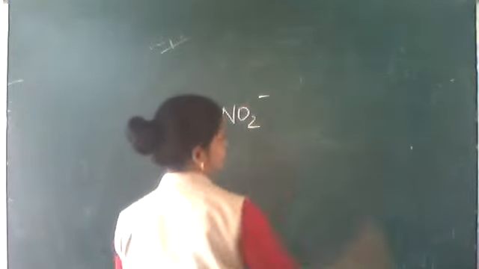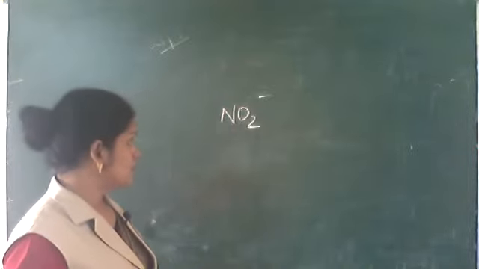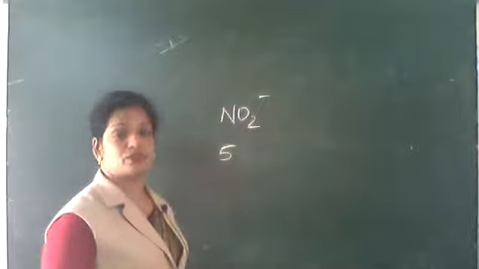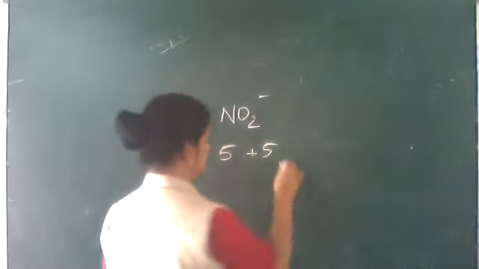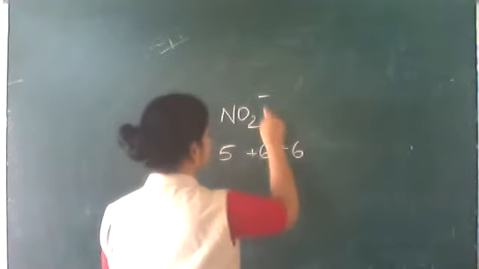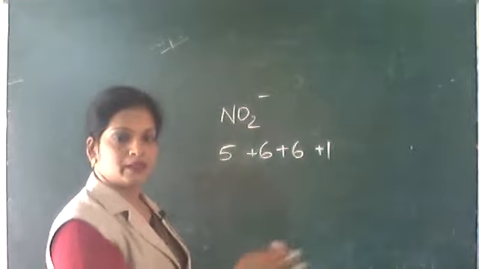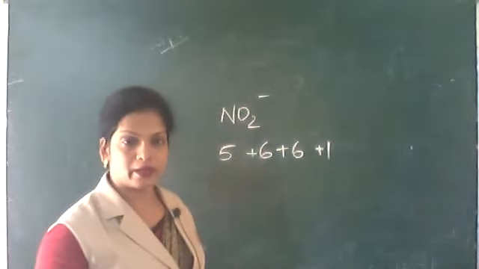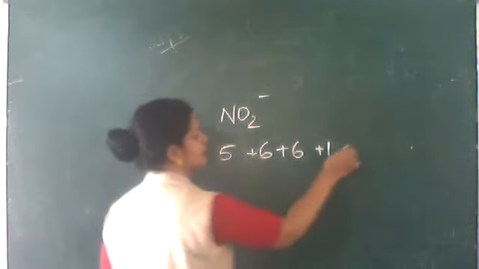NO2 minus. Next example, NO2 minus. Nitrogen, 5 electrons in the valence shell. Oxygen, 6 electrons. One more oxygen, 6 electrons. And one minus means one extra electron is present. So that one electron also we are taking. So total how much? 18 electrons.